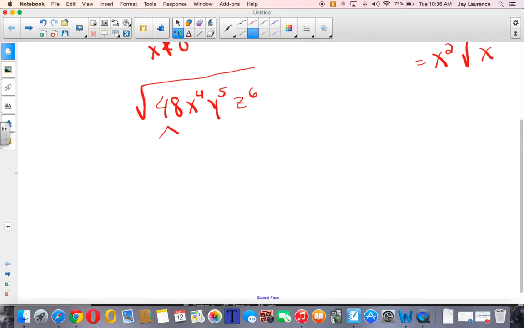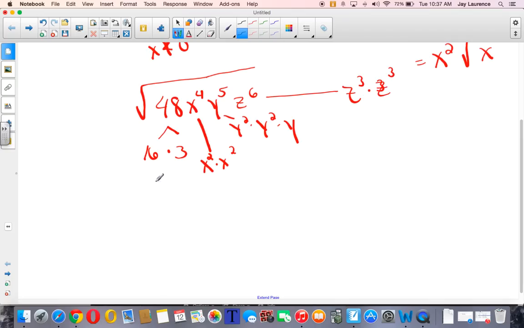Now, when you have a more complicated one like this, it's real simple. We're going to break this down into 16 times 4. Oh, no, 16 times 3, excuse me. This is going to break down to x squared times x squared. This will break down to y squared times y squared times y. And then the z to the 6 will break down to z cubed times z cubed.